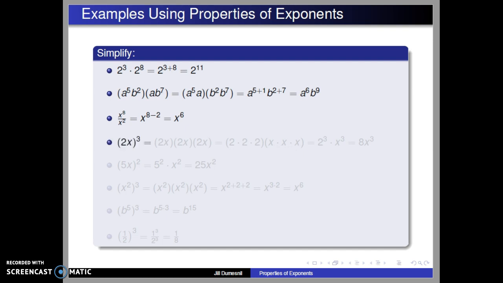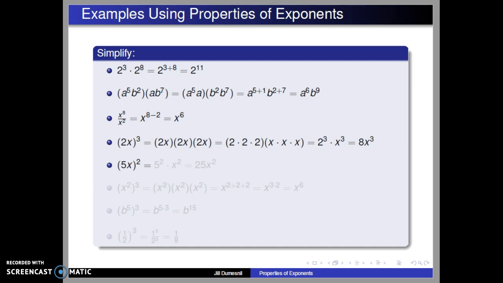Now consider the quantity 2x cubed. One way to think about this is as 3 factors of 2x. Then we can reorder and regroup the factors, yielding 2 cubed times x cubed, which produces 8x cubed. Notice that we could have used the laws of exponents dealing with raising a product to a power and skipped a few steps.